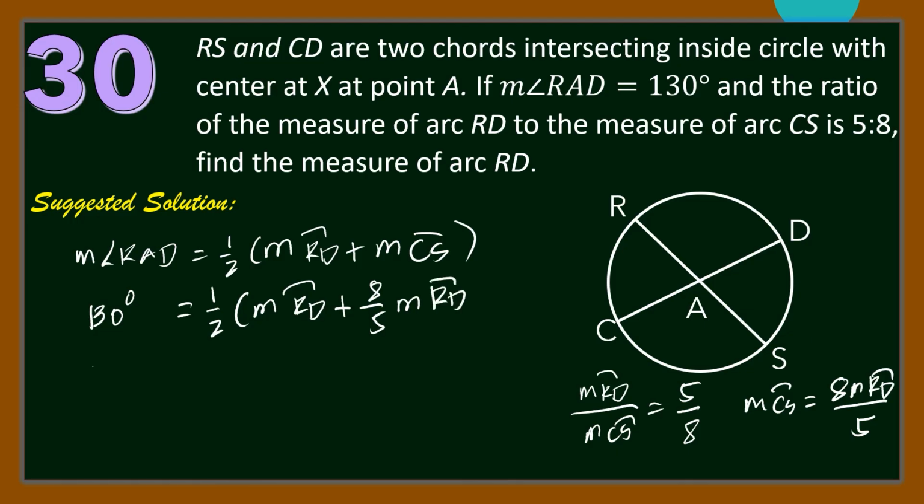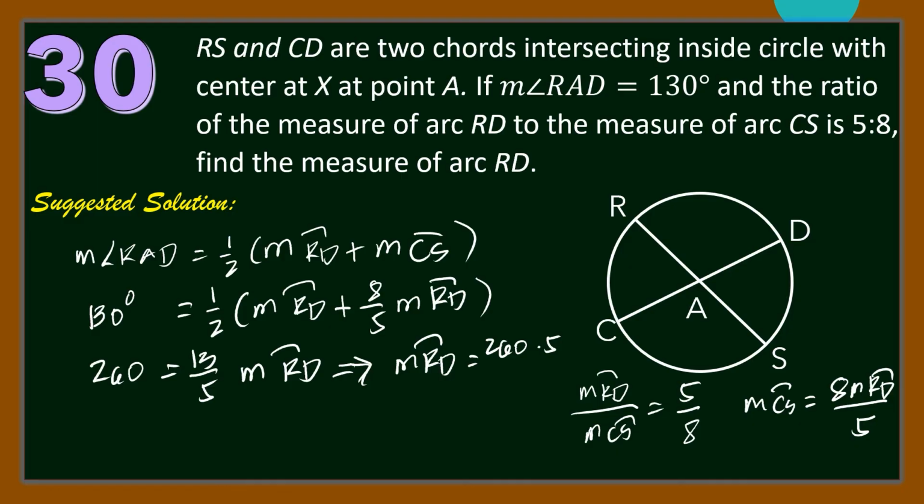Then we have 260 equals 13/5 measure of arc RD. Then the measure of arc RD is equal to 260 times 5 divided by 13. 260 divided by 13 is 20, and 20 times 5 is equal to 100. Therefore, the measure of arc RD is 100 degrees.